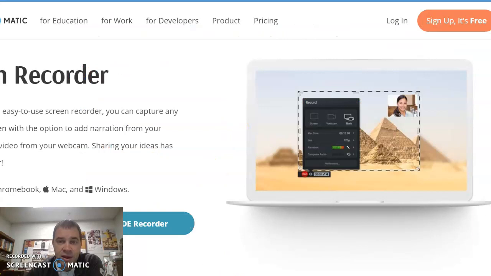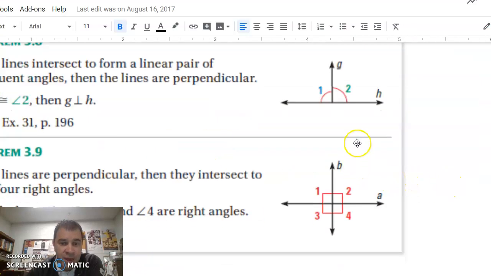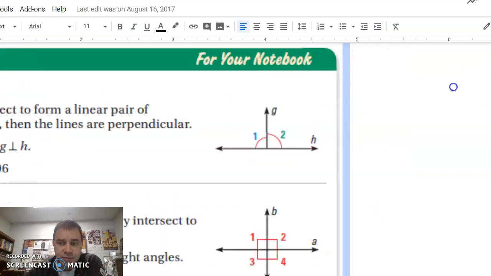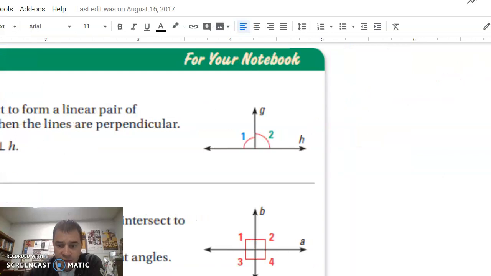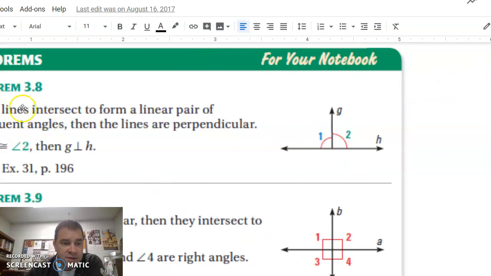Well, let's take a look at and review Theorem 3.8 again. Theorem 3.8 is this one. It says if two lines intersect to form a linear pair, they're forming a line, and those two angles are congruent, then those angles must be right angles, making them perpendicular.